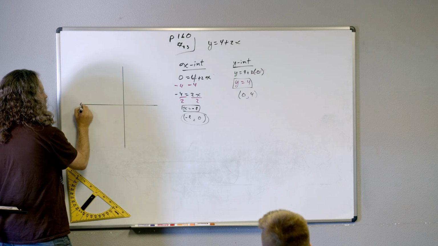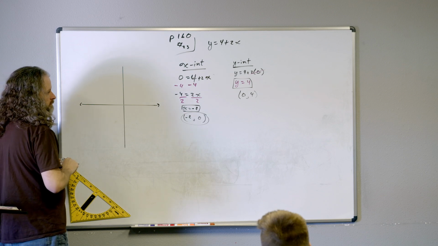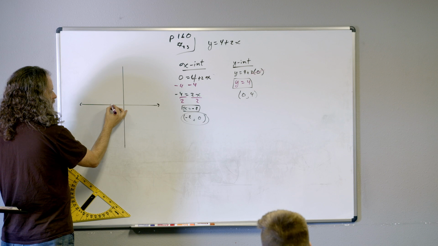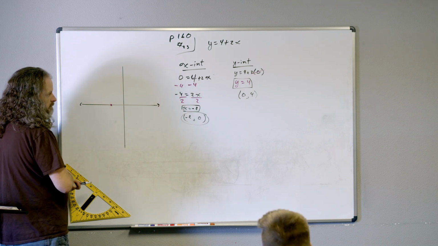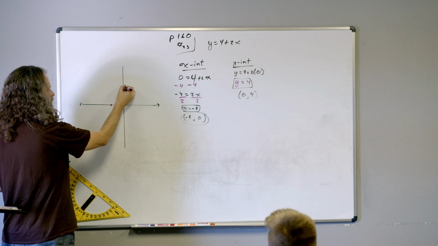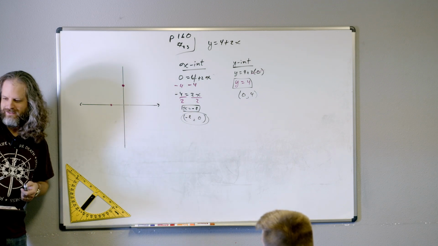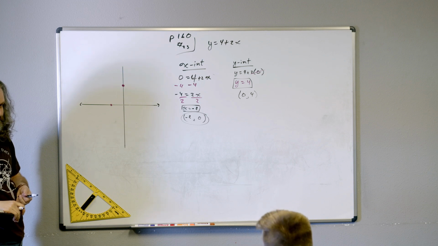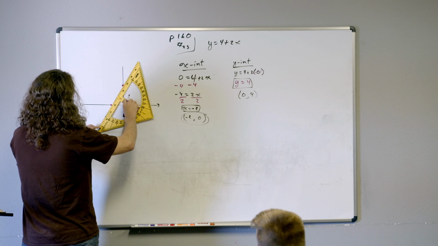You've got to do x and then y. Go over negative 2 and y. So we go 1, 2 over and we put a dot. One, two, three, four. Now what? Do you connect the plots? We do. We more than connect them. We go through them.